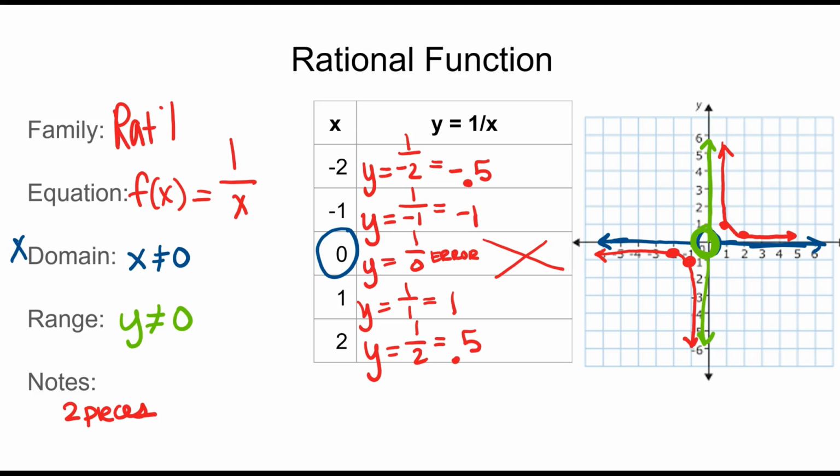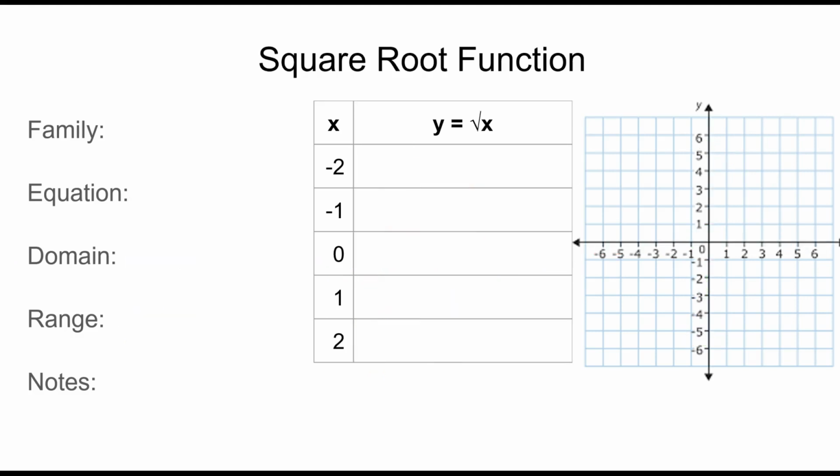We've got one last parent function to graph. That's the square root function. I'm just going to draw a little thing over that. So our family is square root. Our equation is f of x equals the square root of x. And we're going to go ahead and plug these in. I guess I'll stay with the green.